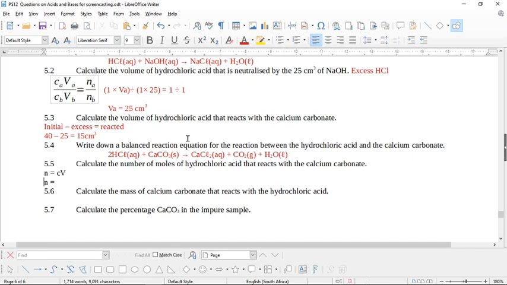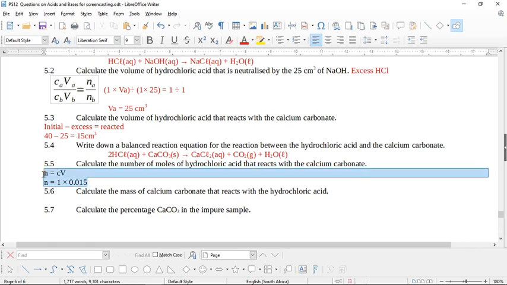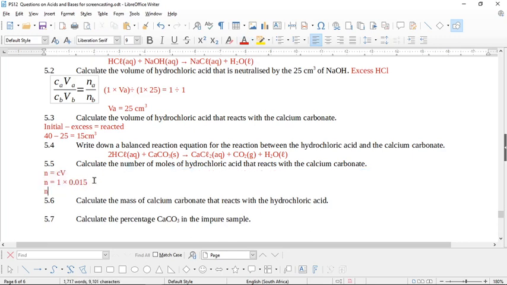So n equals CV, so my concentration was 1. Now we found this volume to be 15 cubic centimeters. We can't put 15 cubic centimeters in there because our concentration is in moles per cubic decimeter. So we have to convert this into cubic decimeters, so it's 0.015. So that means the number of moles is going to be 0.015 moles.